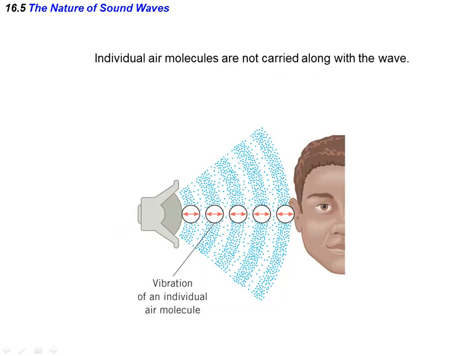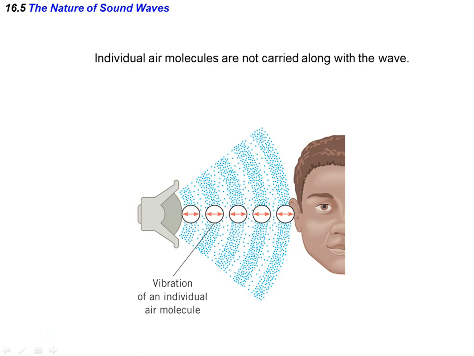As sound propagates, as pictured here from a speaker, it is not actually moving air, individual air molecules from the speaker to your ear. It's not a flow of air. Think of this as a wave, a vibrational wave, not a flowing river of air particles. Okay, it's not like a stream of air or a wind. It's a little different. We're vibrating the air molecules.